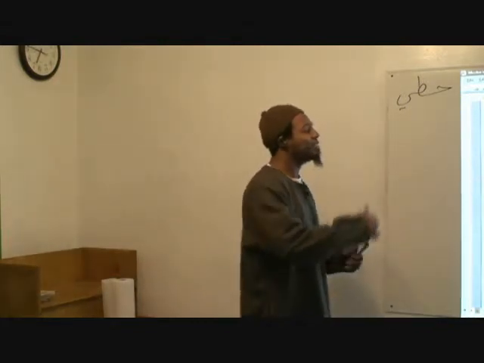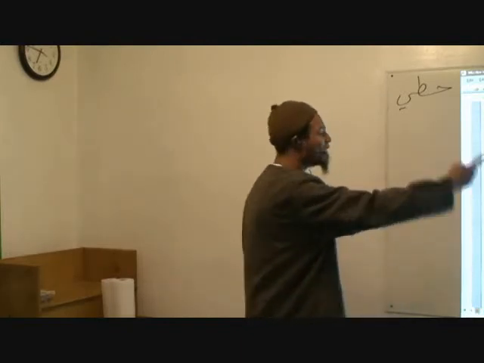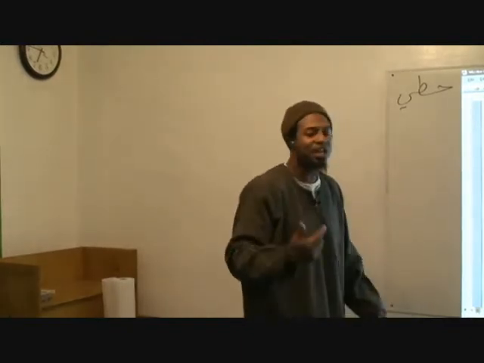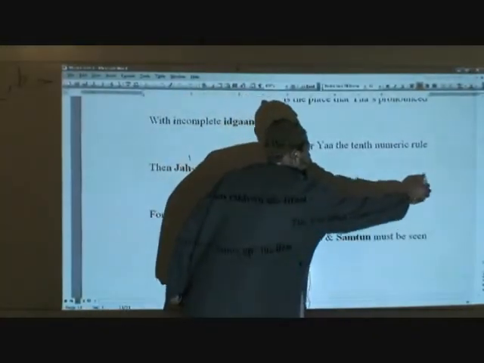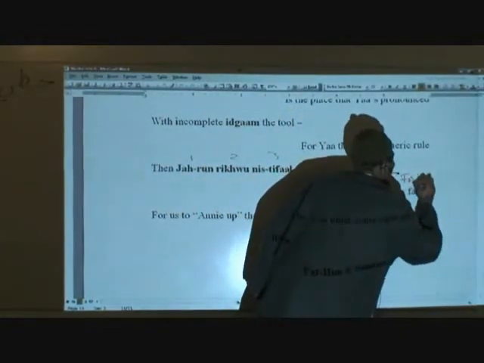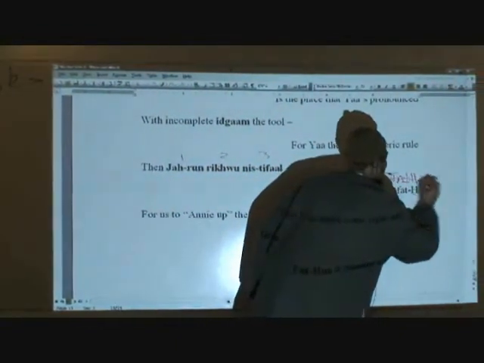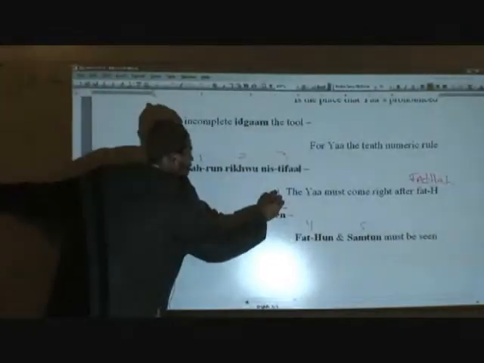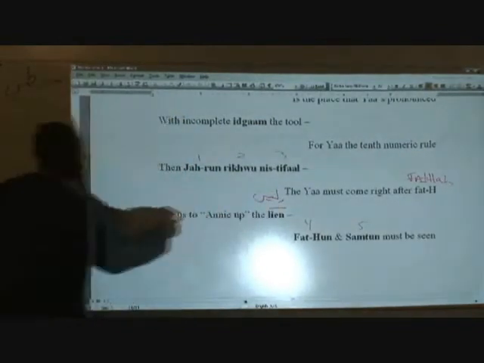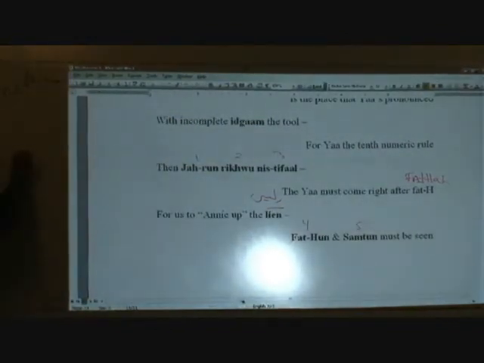And I'm going to go and say the yeah must come right after fat for us to ante up the lean. Here we're talking about a rule. The rule starts here. The yeah must come right after a fetha. Here we mean a fetha. Okay? A fetha for us to ante up the lean. Here's a play on word. Lean here is we mean the word lean. Okay? We mean the construction that is the A sound.